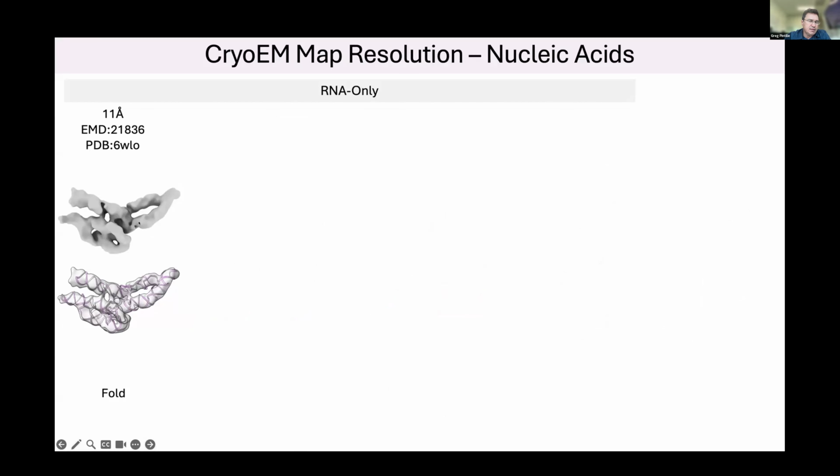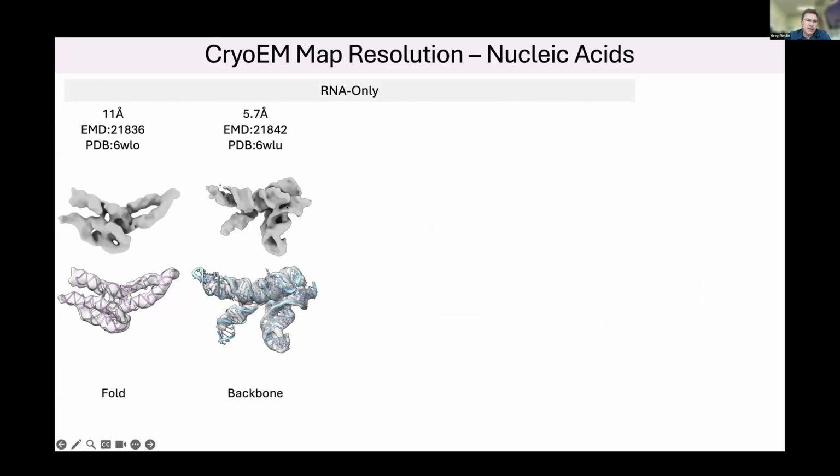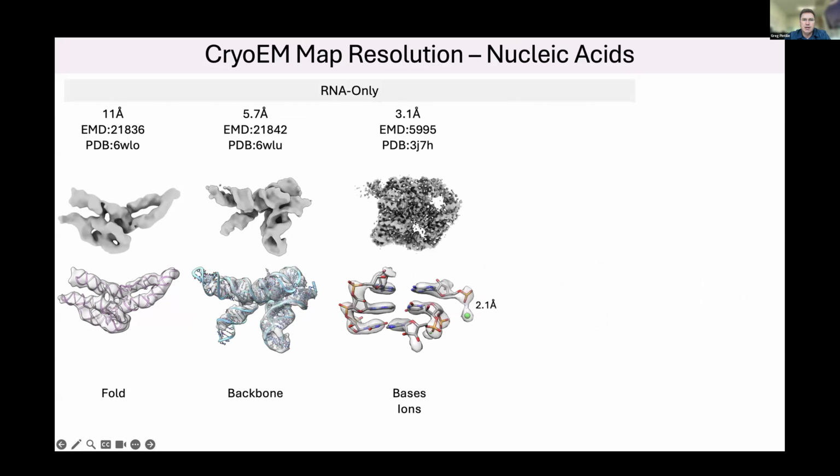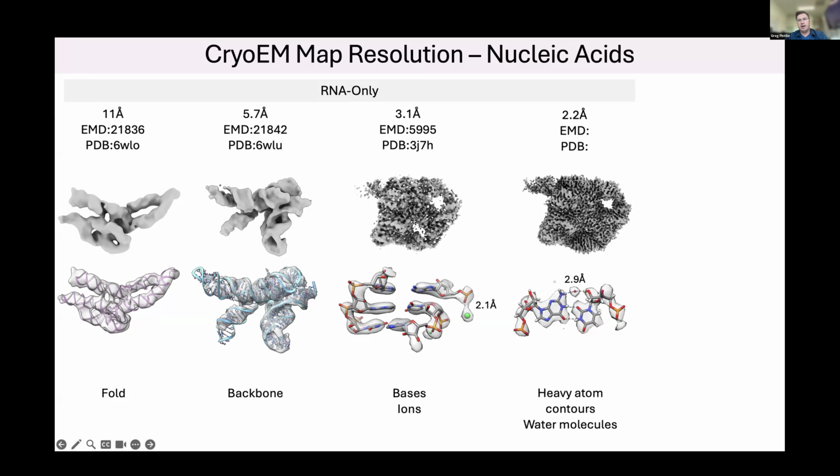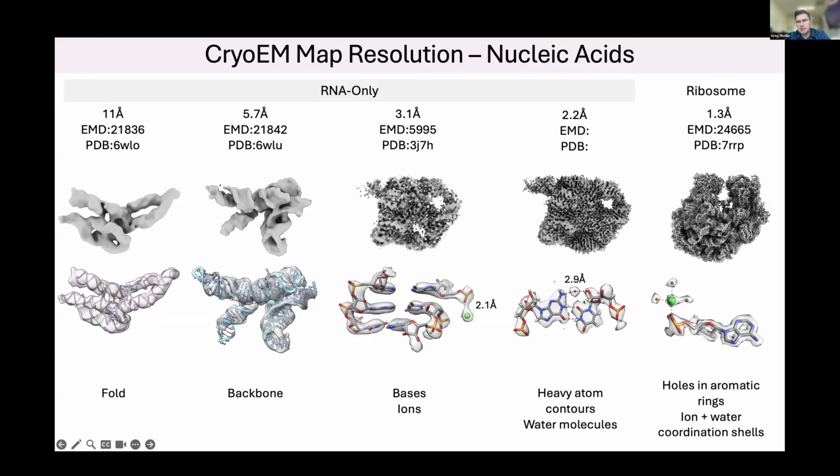So with nucleic acids, this is what a map at 10x resolution might look like, where you can see the secondary structures. At 6x resolution, the ribbons become a little bit more defined. At 3x resolution, you can start to see the bases a lot more clearly. You can even start to see ions again. At 2 angstrom resolution, the bases again, and you start to see more atom contours, water molecules.